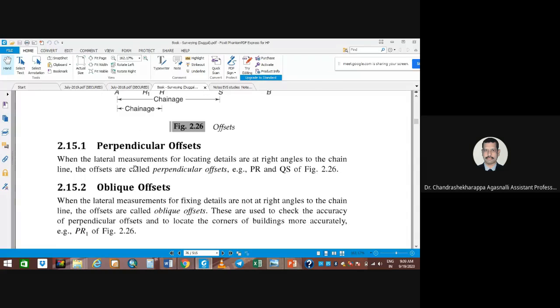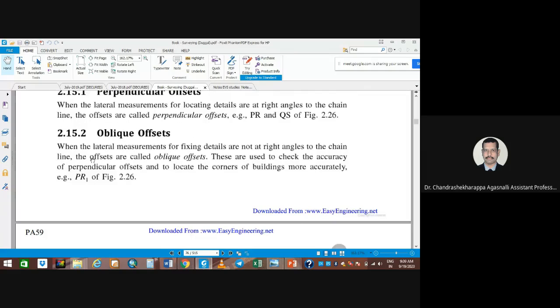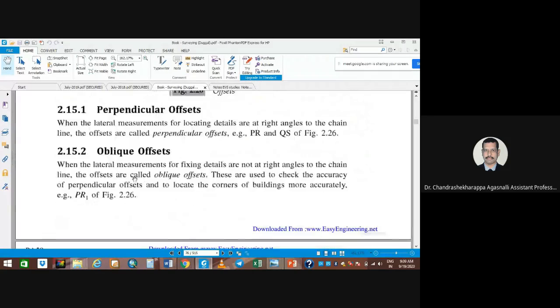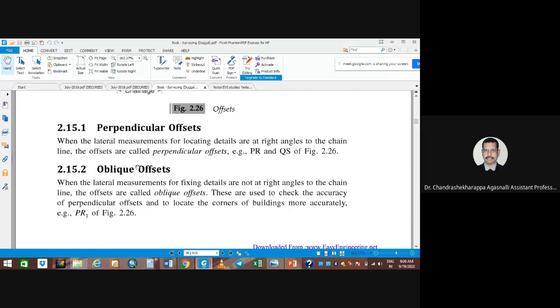A perpendicular offset is when the lateral measurement for locating the details is at right angles to the chain line. This is PR and QS. Here it is, PR and QS. These are the perpendicular and oblique offsets. Oblique means the lateral measurements for fixing the details are not at right angles to the chain line. Here is the inclined one. These offsets are called obliques. They are used to check the accuracy of the perpendicular offset and to locate the corner of the building more accurately. It's called PR1.